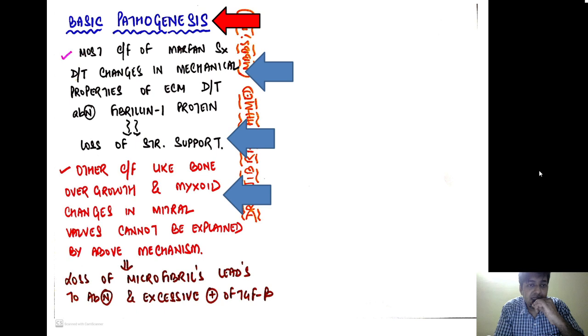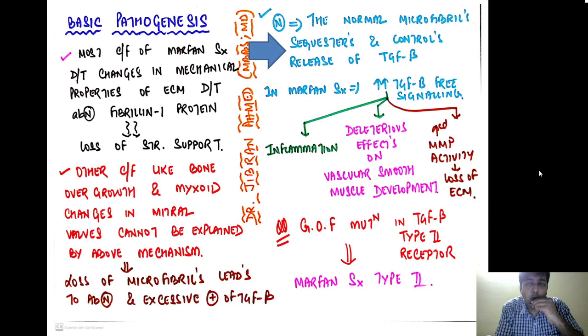So the other clinical features are explained by excessive stimulation of the TGF-beta pathway. Why does this excessive stimulation occur? Loss of the fibrillin 1 microfibrils leads to abnormal and excessive stimulation of the TGF-beta pathway. So these are the two important basic pathogenesis mechanisms. Number one, abnormality of fibrillin 1 protein. Number two, excessive stimulation of the TGF-beta pathway. Normally, remember, the normal microfibril sequesters, stores, and controls the release of TGF-beta. In Marfan syndrome, there is an increased release of TGF-beta, leading to increased signaling of the TGF-beta pathway.